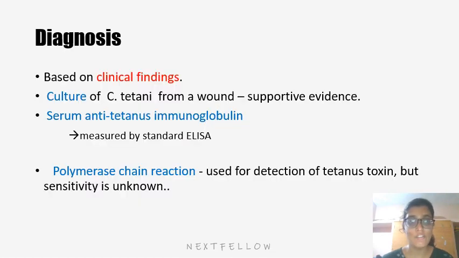Diagnosis is based on clinical findings. Culture of Clostridium tetani from a wound provides supportive evidence. Serum anti-tetanus immunoglobulin is measured by ELISA. PCR is used for detection of tetanus toxin, but sensitivity is unknown.